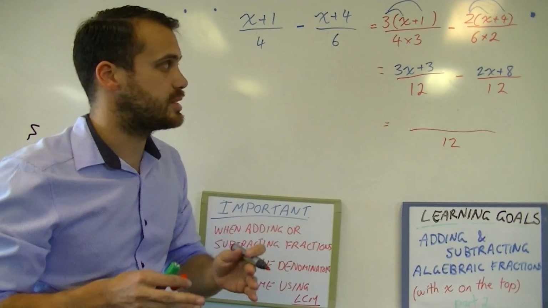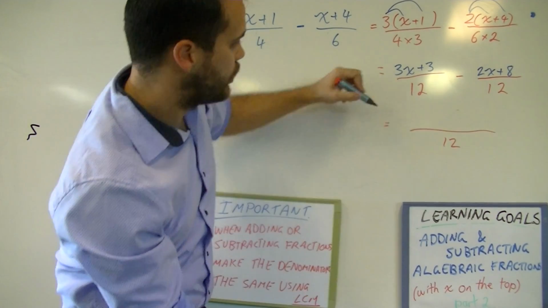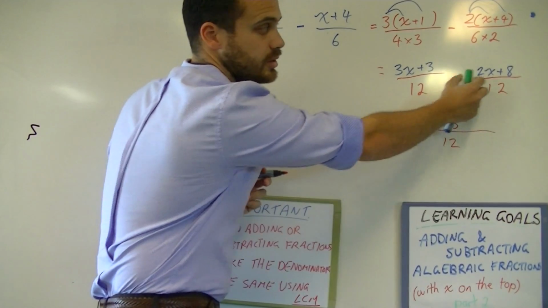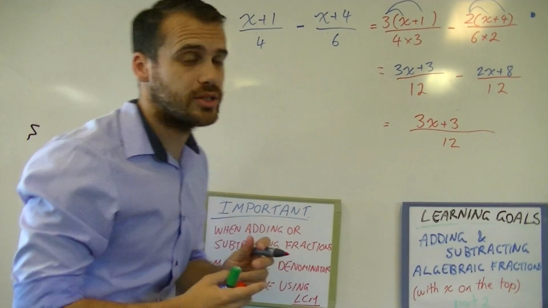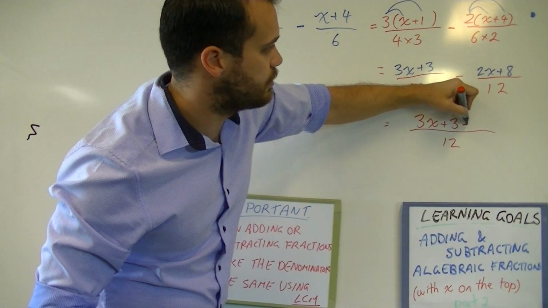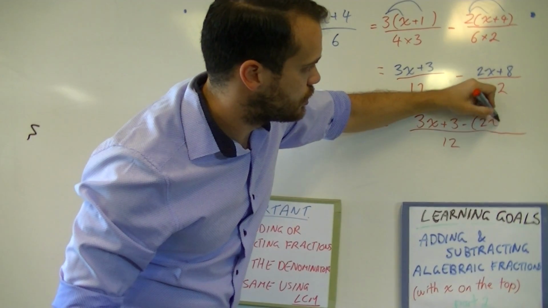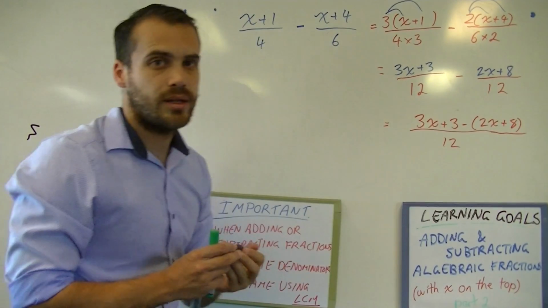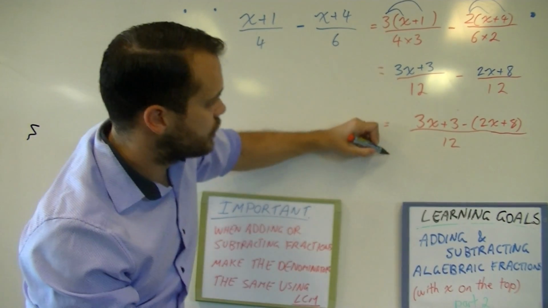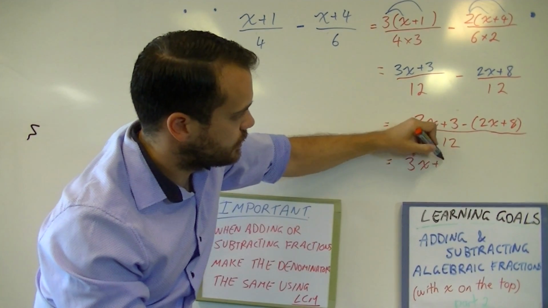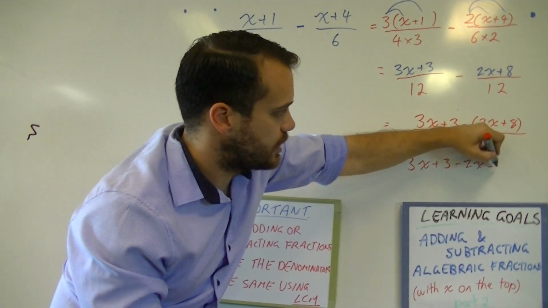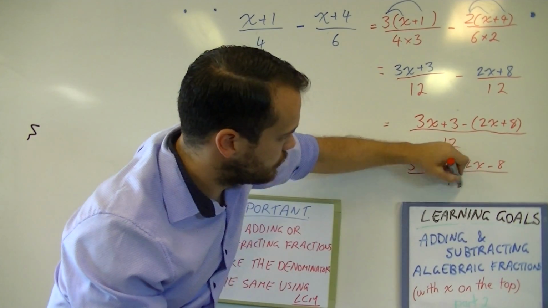Now you need to be careful with this next stage. The 3x plus 3 is fine, so we'll just put that in. But then we need to subtract all of this. There's a danger that you'll mess this one up. Make sure that you put all of that in brackets. So it's going to be minus (2x plus 8). Now that means we're subtracting 2x and we're subtracting 8. So in my next line, I'll just make that clear. Minus, subtracting 2x, subtracting 8. And that's all over 12.